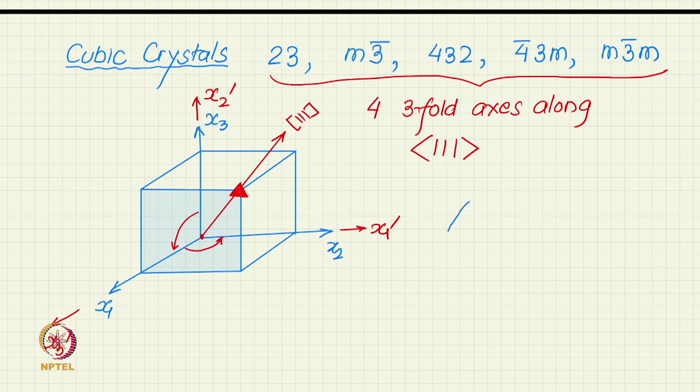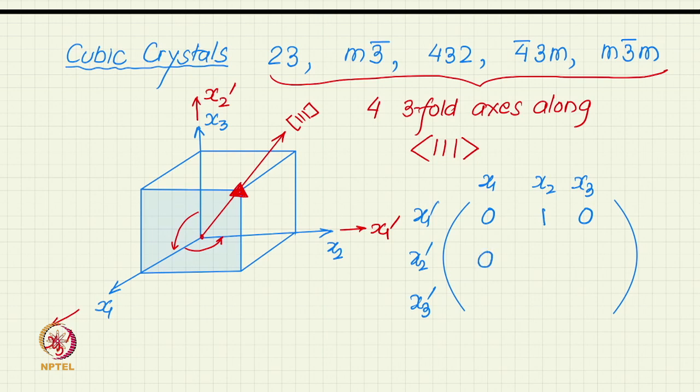So, once we note this, writing the A matrix is easy. Remember, old on the top, new on the left, and write the cosine of the angles between them. So, taking x1 prime, it makes 90 degree with x1, is along x2, and 90 degree with x3. Similarly, for x2 prime and x3 prime, we write and complete the matrix. So, this is my A matrix.